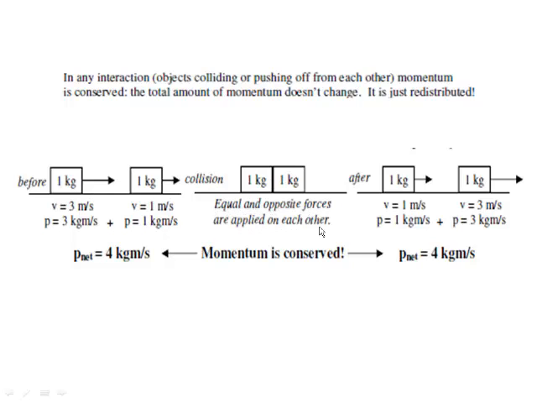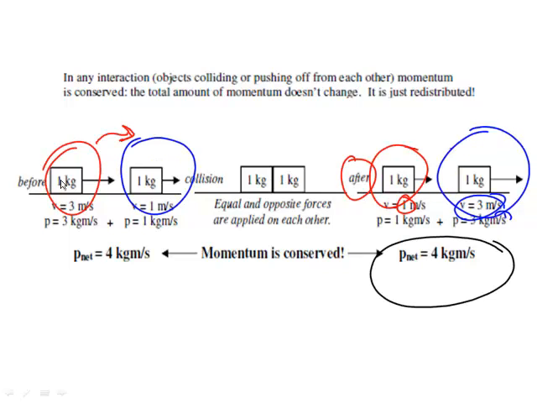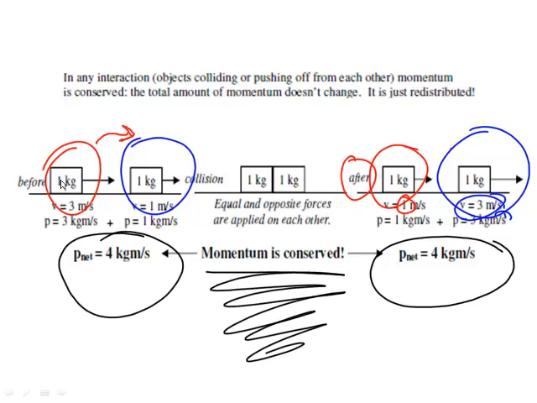When they hit each other, equal and opposite forces are going to apply to each other. A little bit of momentum from number 1 is going to be transferred to number 2. Afterwards we're going to see number 1 has slowed down and lost some of its momentum, and number 2 has sped up and gained some momentum, but the total net momentum before and after the collision is the same because momentum is conserved.